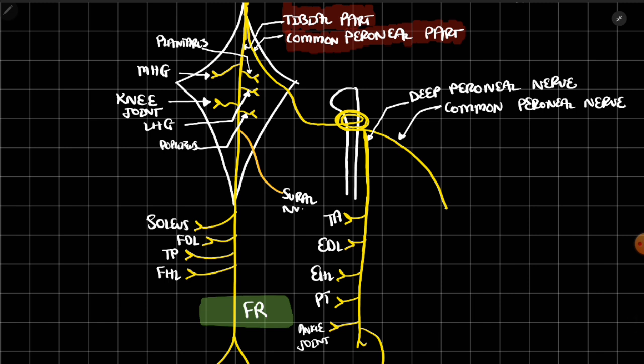Now the superficial peroneal nerve. The superficial peroneal nerve is a very easy part. It gives only two branches to the lateral compartment of the leg: the peroneus longus and peroneus brevis.